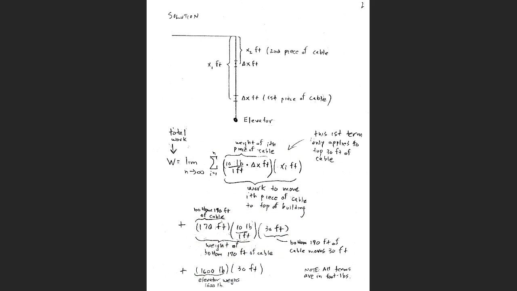So that being said, here it is. And now we just compute the integral. The antiderivative of 10x is 5x squared. We put in 0 and 30 and work it out, and we're going to get 103,500 foot-pounds.